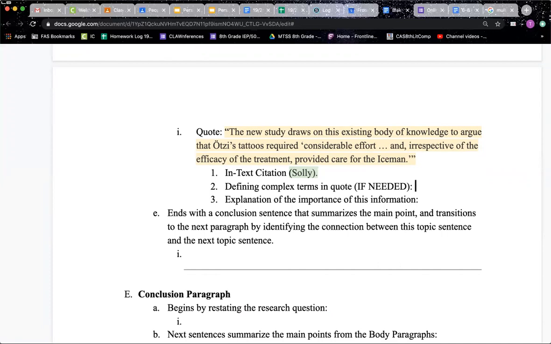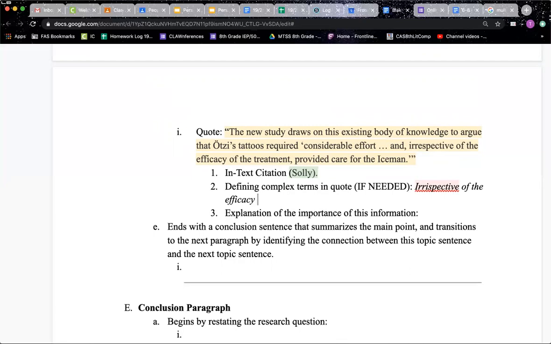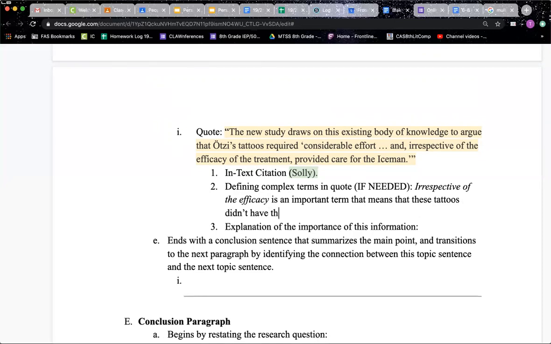And I think what I'm going to say is that, how can I explain irrespective of the efficacy? Maybe I'll put it in italics. Is an important term. That means that, again, they ignored how well it worked. So it means that these tattoos didn't have the medical effect that was desired. I think that's good because again, they provided care even if it didn't work. They were trying something. So now I've got my complex terms all defined.